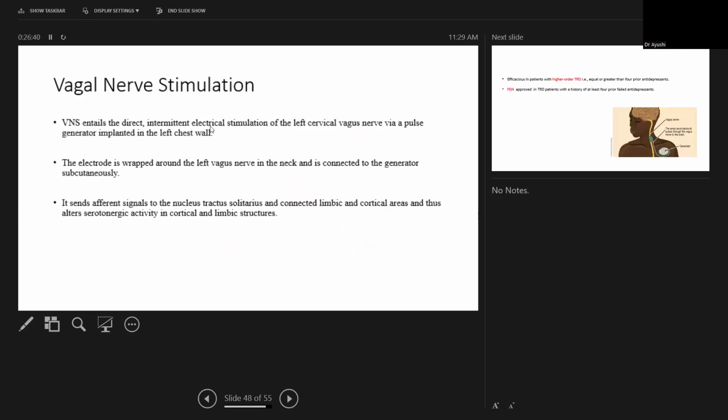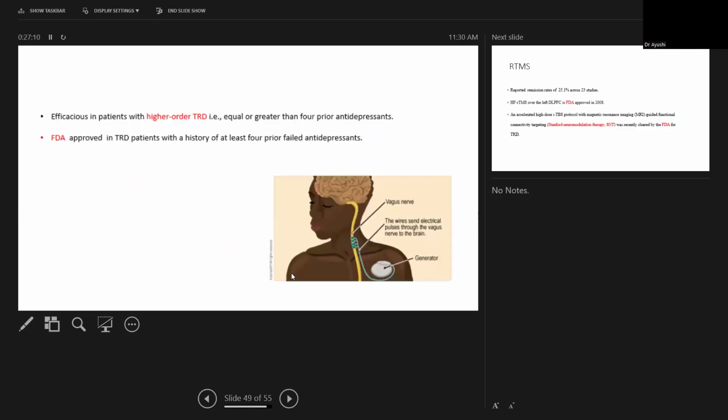Now, the brain stimulation techniques, the vagal nerve stimulation. The vagal nerve stimulation entails the direct intermittent electrical stimulation of the left cervical vagus nerve via a pulse generator implanted on the left chest wall. The electrodes are placed around the left vagus nerve in the neck and connected to the generator subcutaneously. It sends signals to the nucleus tractus solitarius and connected limbic and cortical areas, and thus it alters the serotonergic activity in the cortical and limbic structures.